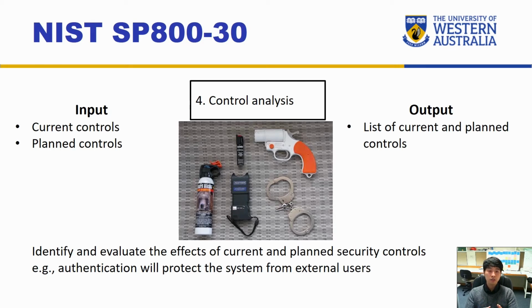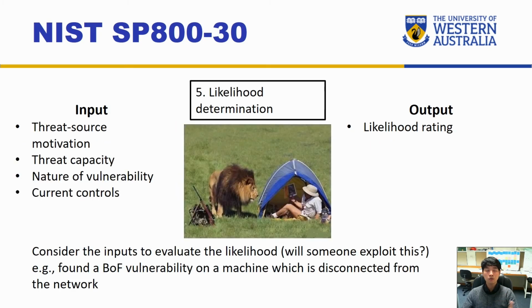As a result of this stage, you output the list of current and planned controls, where the planned ones are the new ones you're trying to implement in order to mitigate some of the vulnerabilities you have discovered. Once we have identified all the controls that we want to implement, then we need to evaluate how to go about prioritizing them. So the next step involves a likelihood determination. If you think about attacks, not all are equally likely to happen, and if we spend more time and resources on an attack that is less likely to happen, then it may not be a good return on investment.